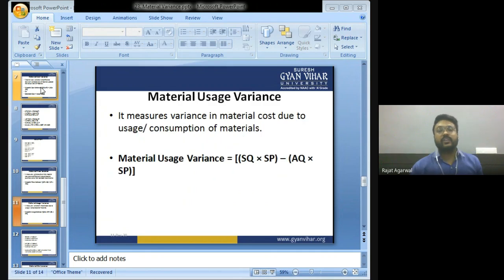Then we have discussed material usage variance. It measures variance in the material cost due to usage or consumption of material. So in material usage variance, we will see how much standard material consumption we have set, and in actual how much material we have consumed, and then we will compare actual with standard. The formula of material usage variance is standard quantity into standard price minus actual quantity into standard price.